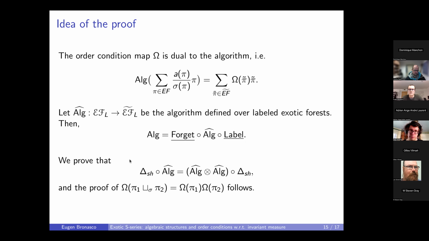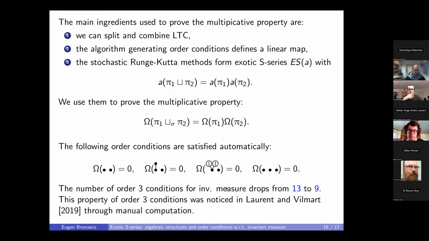And we prove that this algorithm over labeled forests respects the reshuffle coproduct. And in the end, to obtain the proof of the multiplicative property, we take the dual of this statement, and treat these forget-labeling functions carefully, and we obtain the statement that we wanted: omega of pi 1 times pi 2 is equal to omega of pi 1 times omega of pi 2. So the main ingredients in this proof are the following. The first thing are the LTCs, and the fact that we can take an LTC and split it into several sub-LTCs.